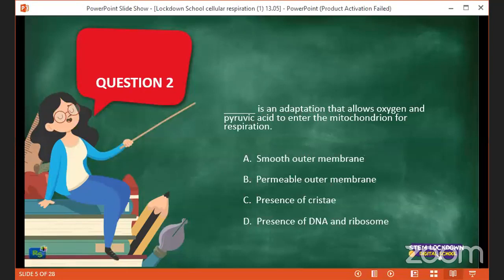So I got an answer, and yes, it is indeed B. So the permeable outer membrane is an adaptation of the mitochondrion, right, that allows oxygen and pyruvic acid to enter for respiration to take place. And the type of respiration that takes place in the mitochondrion is aerobic respiration, right? Are we together? Are we following? Yes, no, maybe, go slower, go faster.